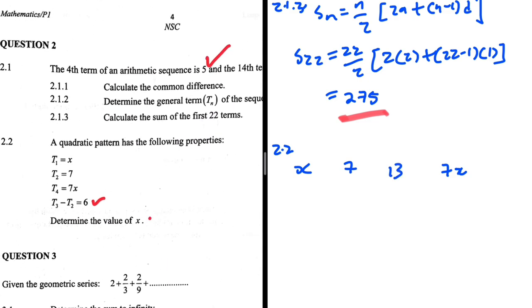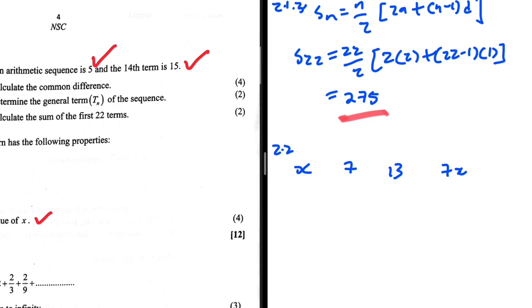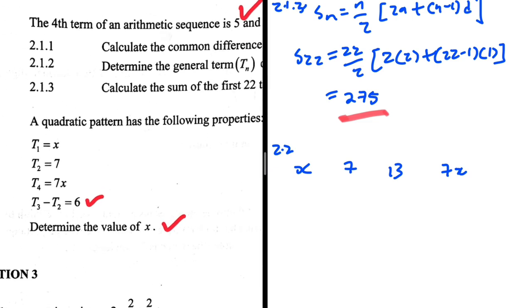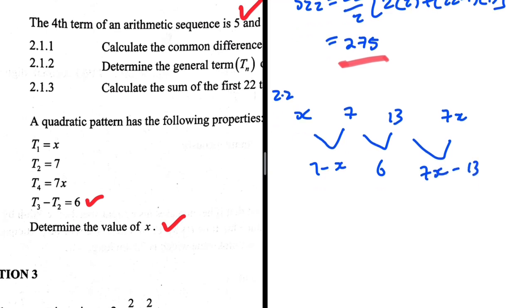The question says, let's find the value of x. 4 marks. So let's see how complicated it will get. Well, we know that the difference here will be 7 minus x. The difference here obviously is 6. And here we have 7x minus 13. Okay. So these differences form an arithmetic pattern. So if we say this T2 minus this T1 is equal to this T3 minus T2, we shall get the value of x, right? Because those form an arithmetic sequence and we have a common difference.